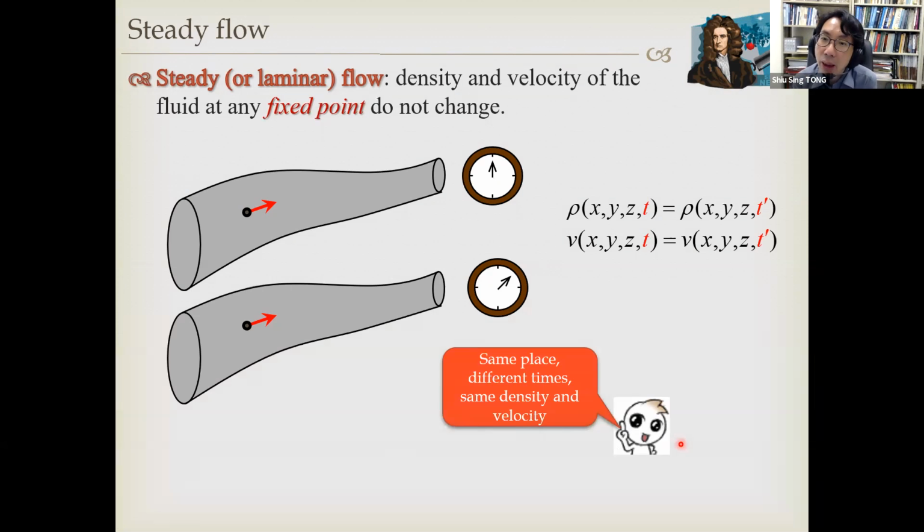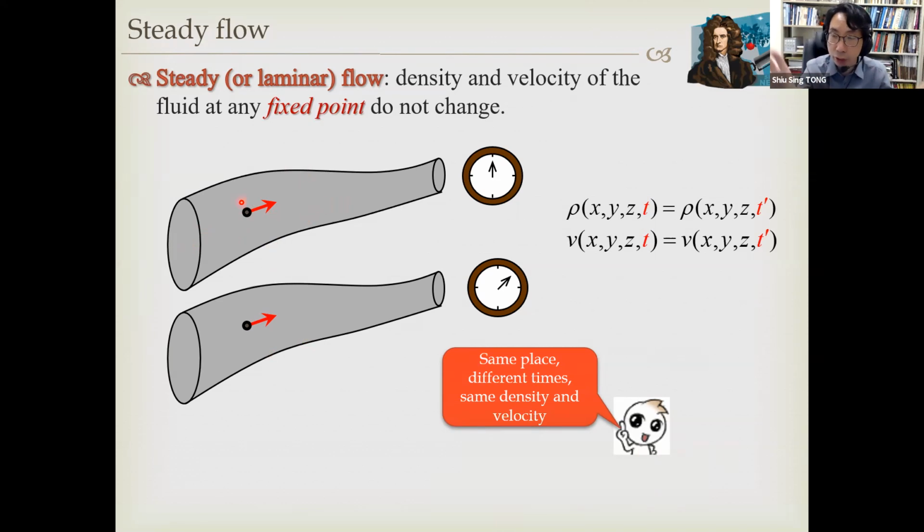It means that in the flow, you imagine now I'm inside the liquid, I'm inside the fluid, and you pick up a specific point in space, okay? And the steady flow or the laminar flow means the density and the velocity of the fluid at that specific point do not change. So this is, for example, the flow of a fluid inside a pipe.